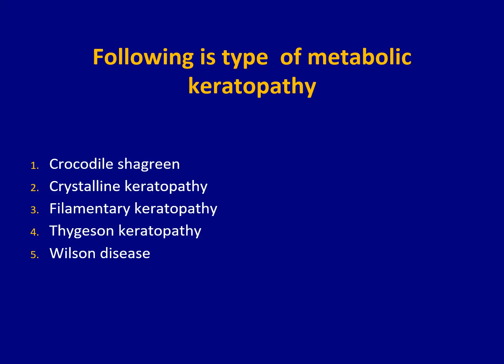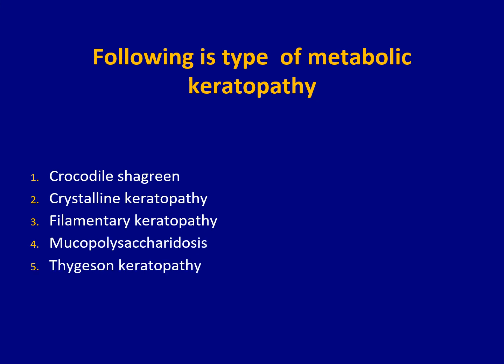Following is a type of metabolic keratopathy. We know crocodile shagreen is a peripheral keratopathy. Crystalline is a keratopathy. Thygeson is a keratopathy. Wilson disease is a metabolic disease, so that may be the answer. Wilson disease is the answer.